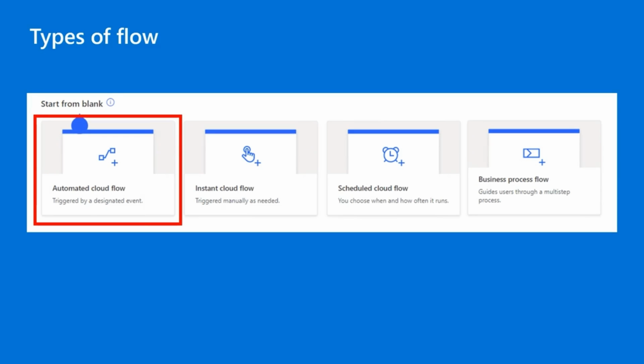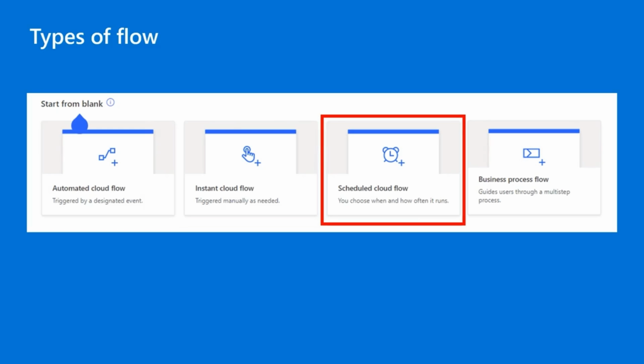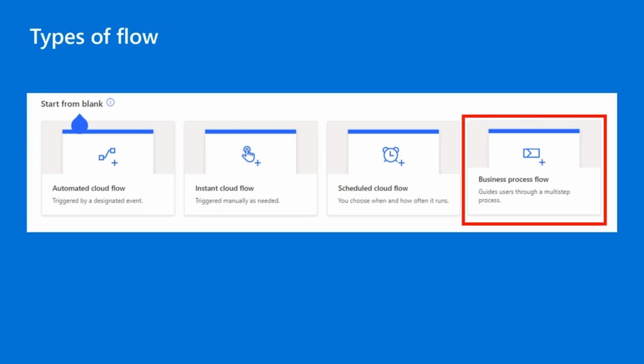For example, the event could be the arrival of a new tweet or a new file being uploaded. Button, use a button flow to run a repetitive task with a single click from your mobile device. Scheduled, a flow that executes on a regular basis, such as once a week, on a specific date, or after 10 hours. Business process, a flow that models a business process, such as the stock ordering process or the complaints procedure.